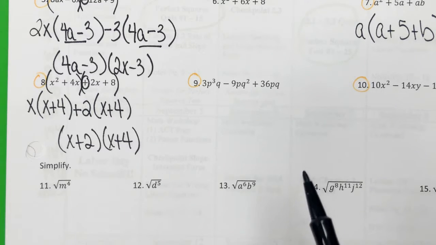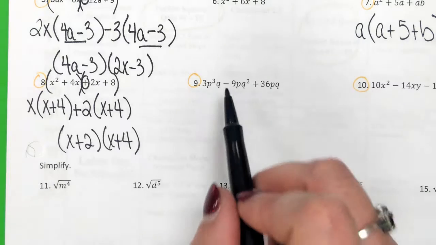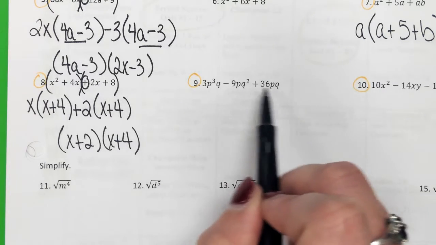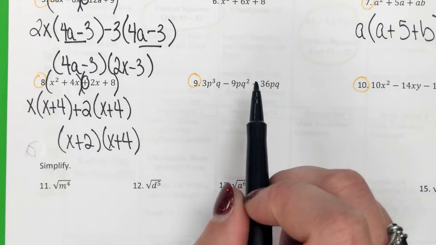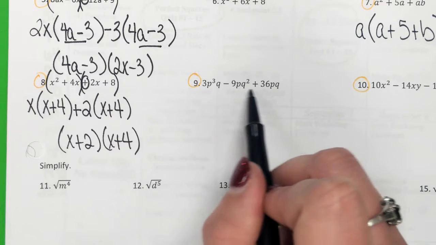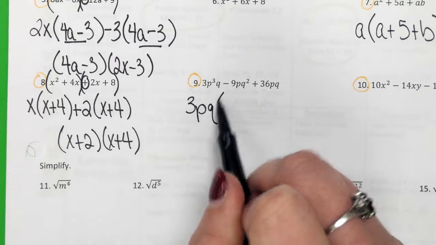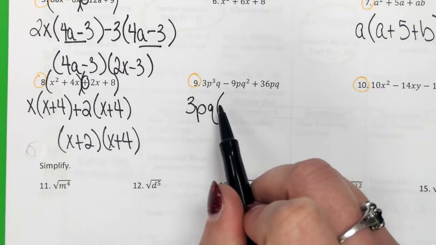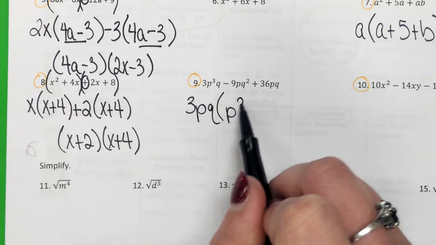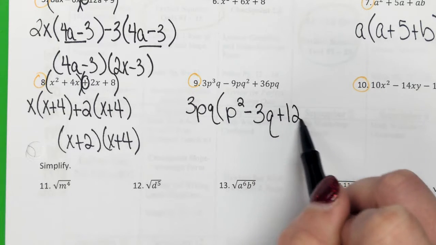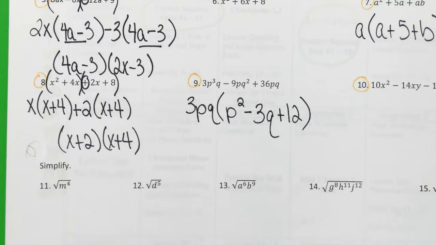All right, what about number 9? How many terms does it have? 3. So when you have 2 or 3 terms, what do you do? Greatest common factor, which is? 3PQ. Yep. So what do you get when you take those out? Beautiful. Very nice. You're so smart.